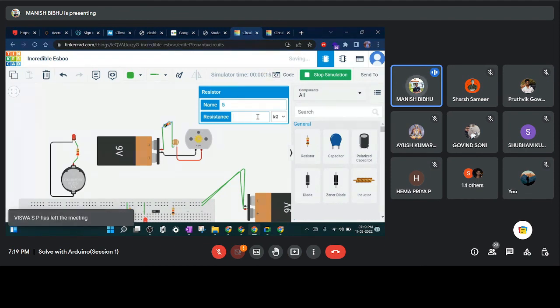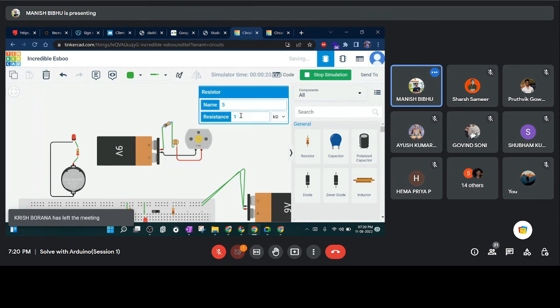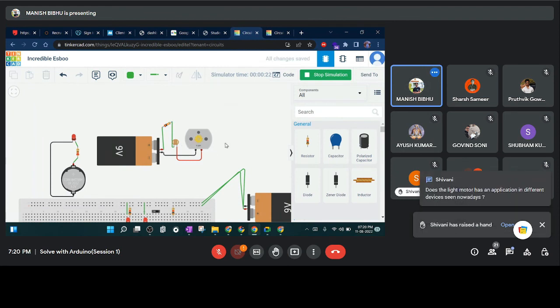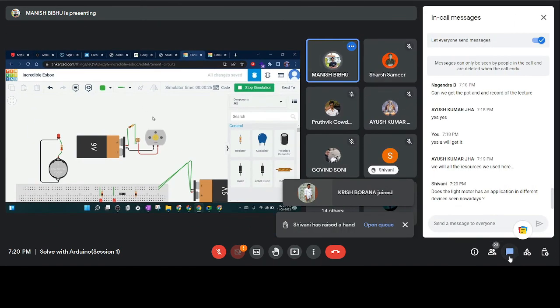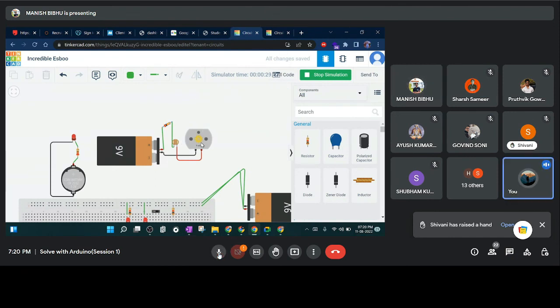Actually, it is software, so that's why it has many bugs. Practically, it will turn off at that value, but here it does not turn off. So understand the operation mainly. When we increase the resistance with the LDR, it will completely turn off the device.